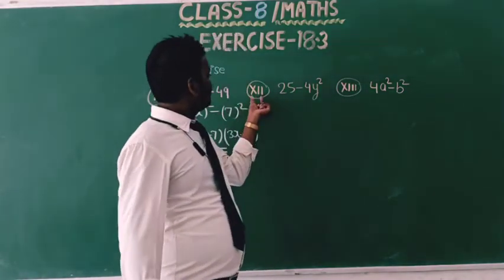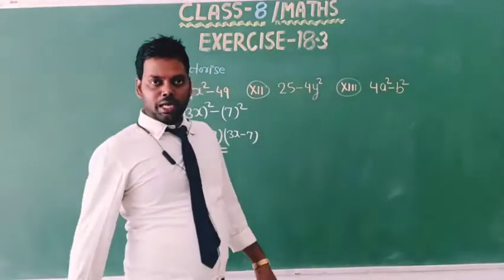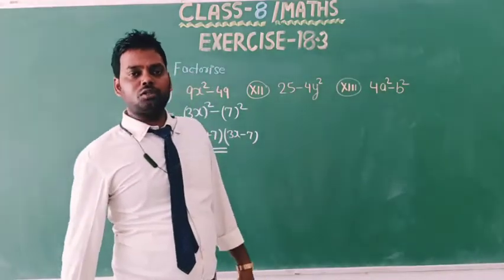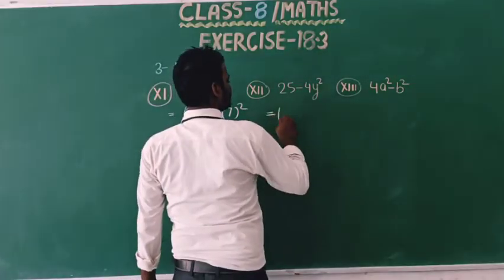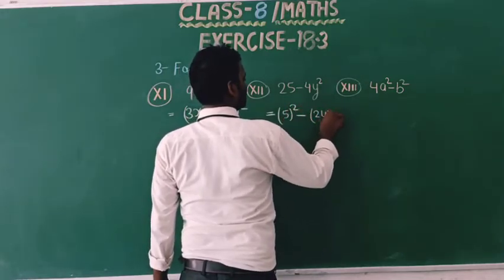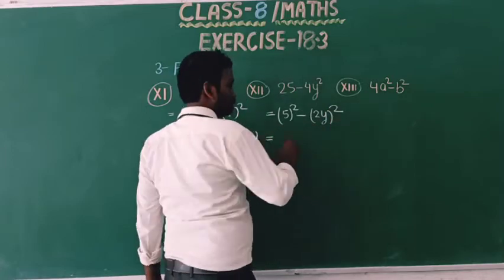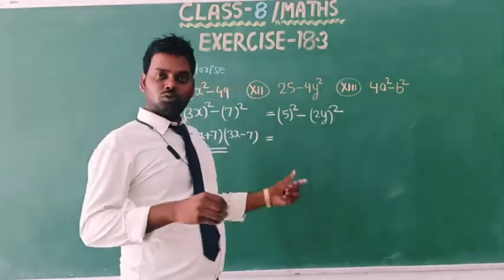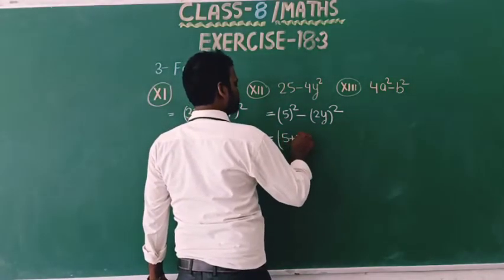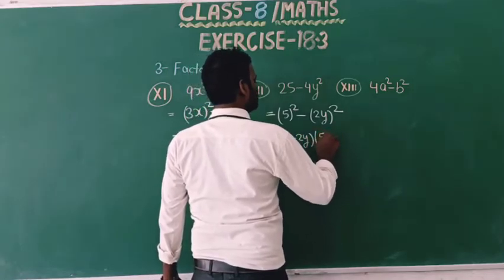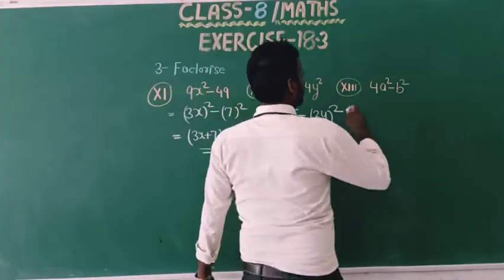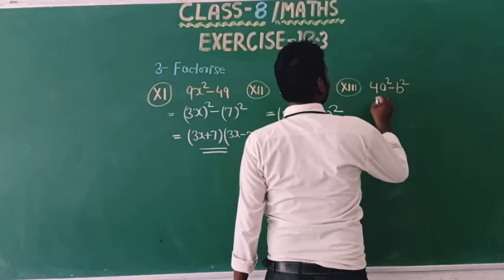Okay, the 12th part is 25 minus 4y square. The first and second terms are perfect squares, so this is written as 5 whole square minus 2y whole square. Now using the identity a square minus b square, this becomes in one bracket 5 plus 2y and 5 minus 2y.